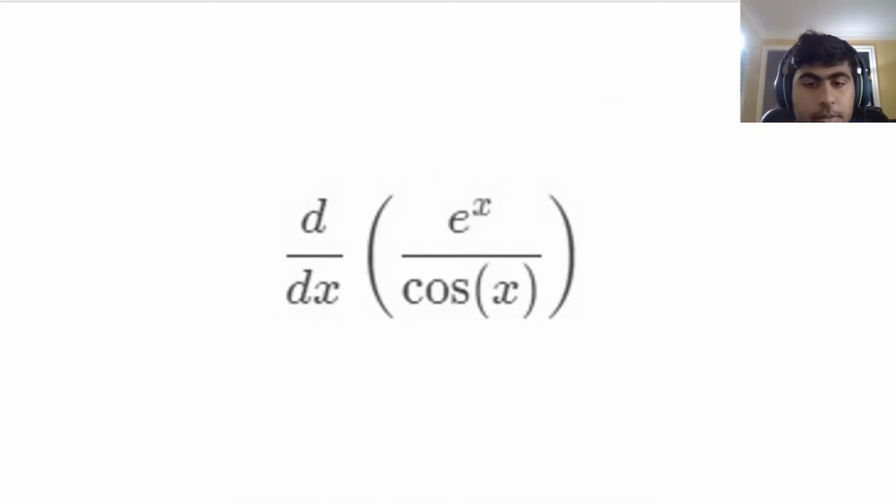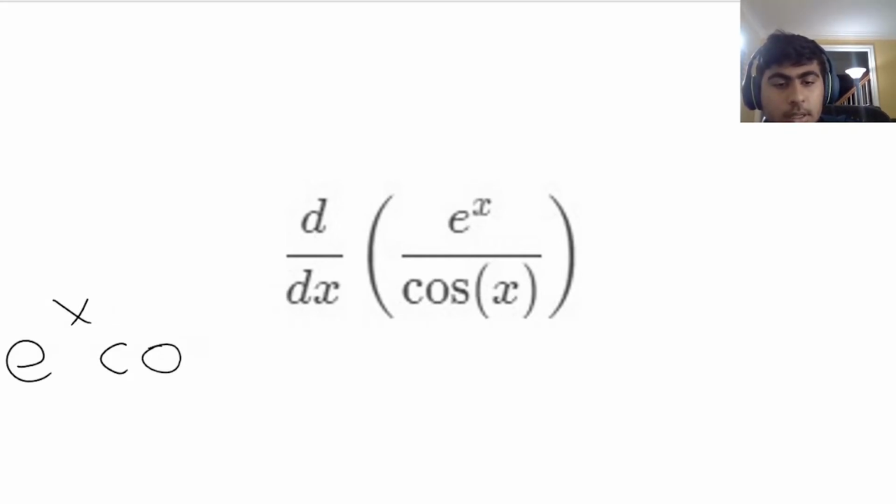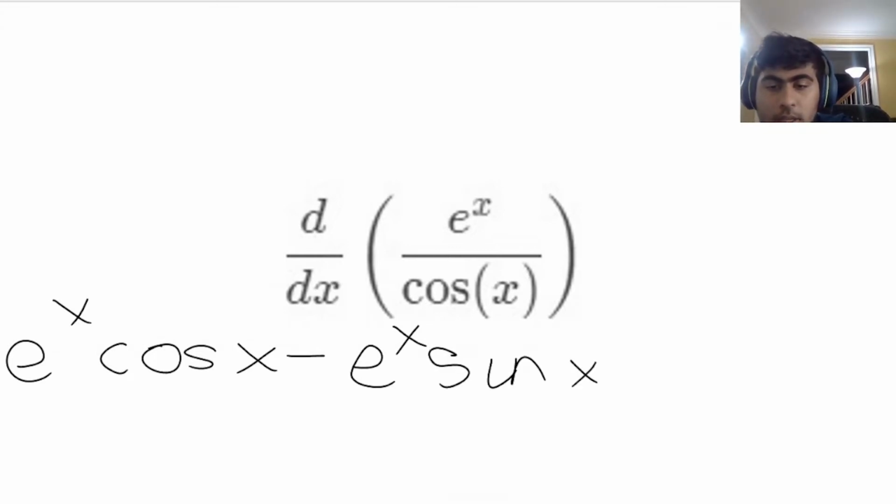And let's keep going. Alright, now we have to use the quotient rule. This is kind of the same thing as the product rule, except that we flip the middle sign to a negative and we divide by the bottom function squared. So with this, we'll take e to the x. The derivative of e to the x is still e to the x times cosine of x. And then we're going to subtract e to the x times the derivative of cosine x, which is negative sine x.